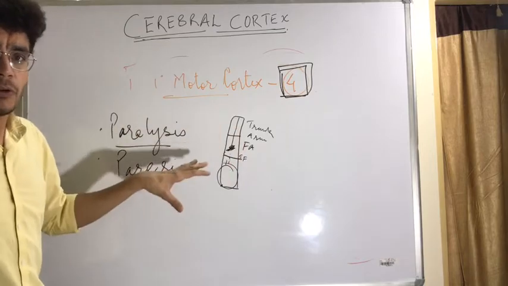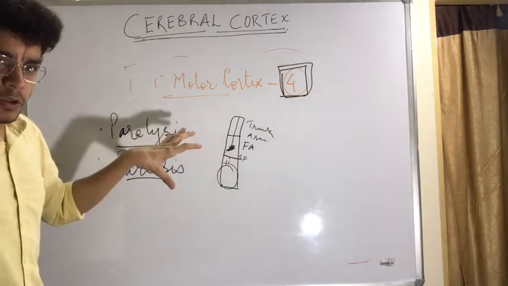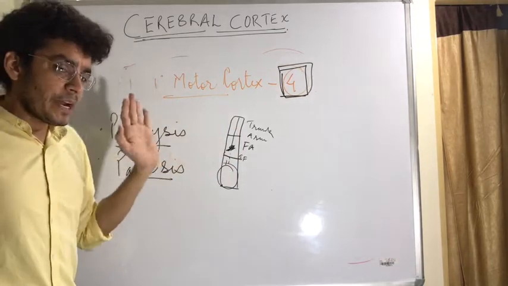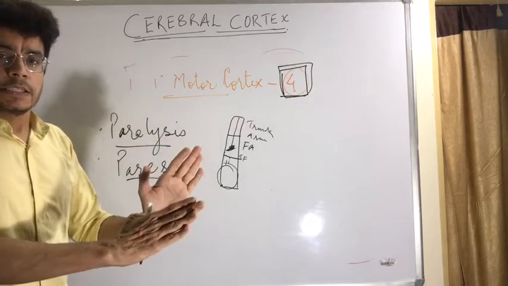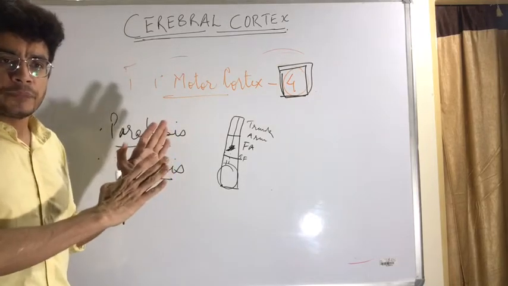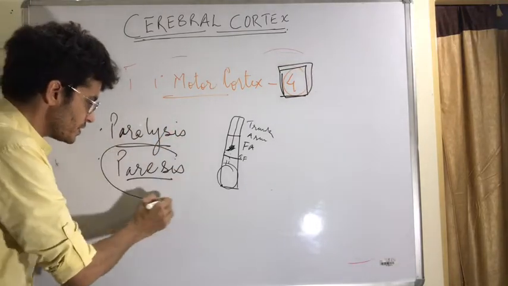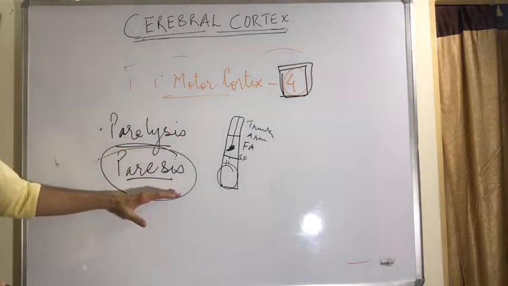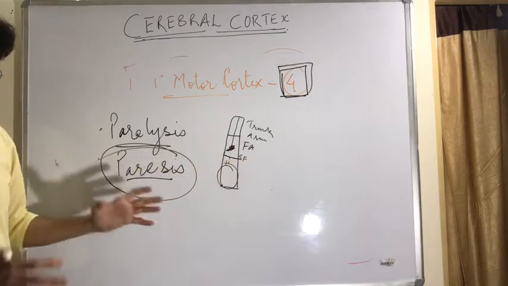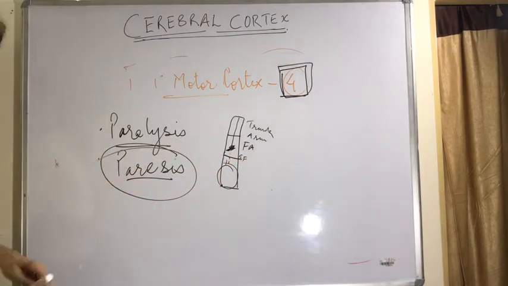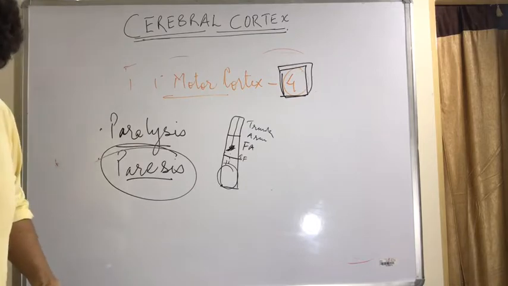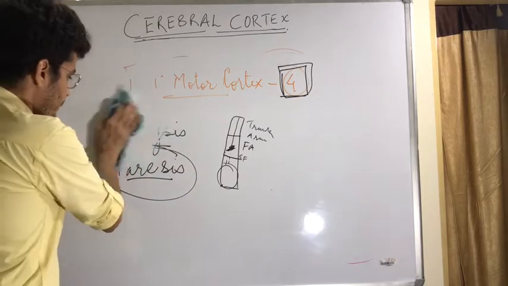That is the most common cause of stroke. So there might not be a complete absence of blood supply, but it is very much compromised. That's why in most situations there will be paresis. Depending on which part is involved, that part will have paresis. So that is the primary motor cortex. Now coming to the second one.